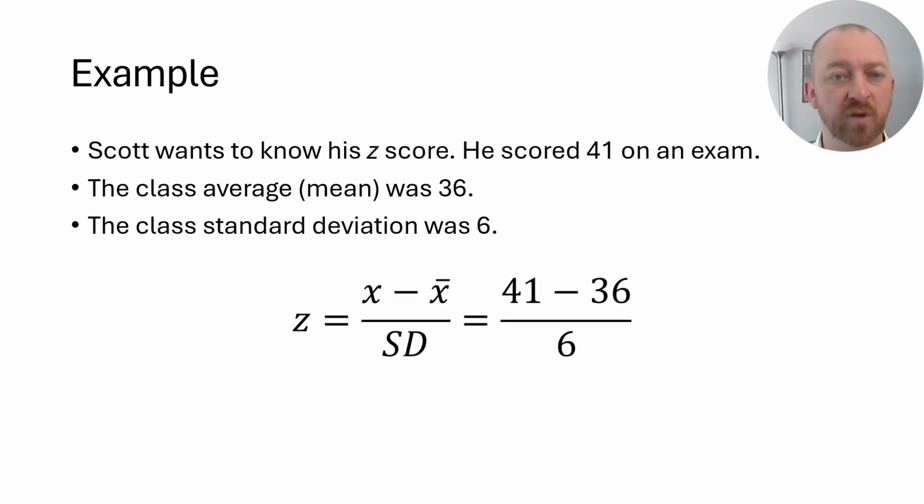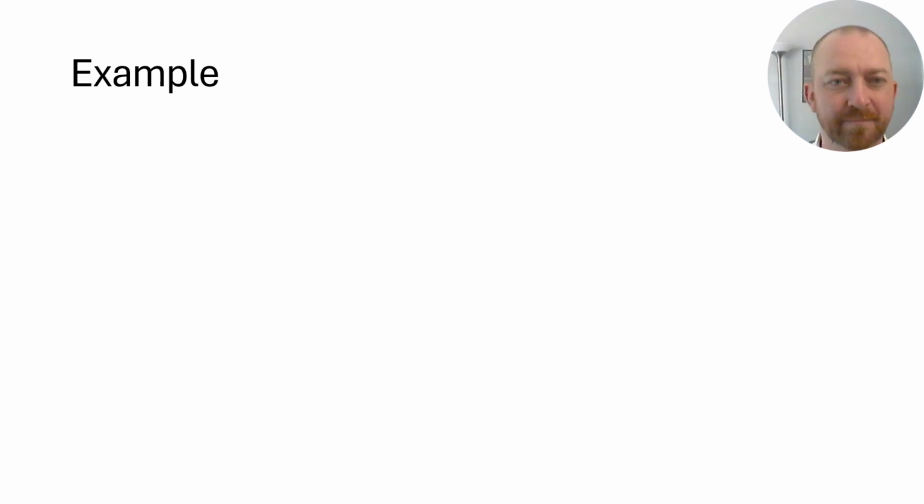Of course, this is what I'm looking for, the score that I want to convert into a z-score, which was his score, a 41. It has to be a single score. Then I'm subtracting the mean. In this case, that was 36. Then I'm dividing by the standard deviation, which was 6. Now, of course, the math from here is pretty straightforward.